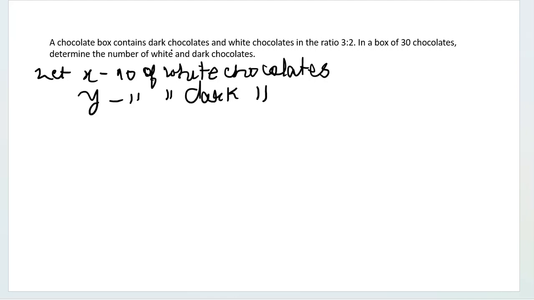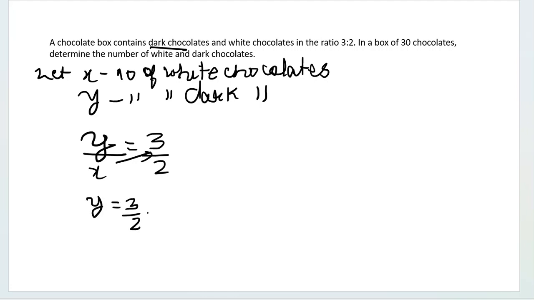Now it is said the ratio of dark chocolates to white chocolates. So dark chocolates is first. If you observe here, dark chocolates upon white chocolates is 3 upon 2. We cannot keep two variables on one side. So we get y is 3 by 2 x. So now we put this in a box and this becomes a trump card.